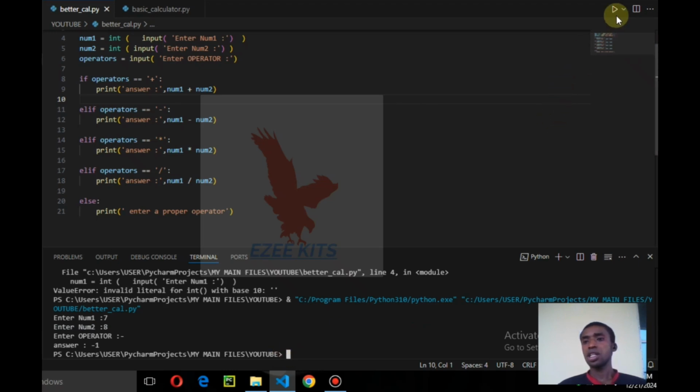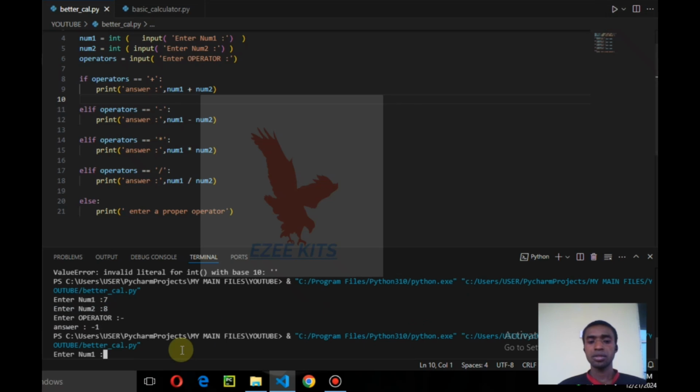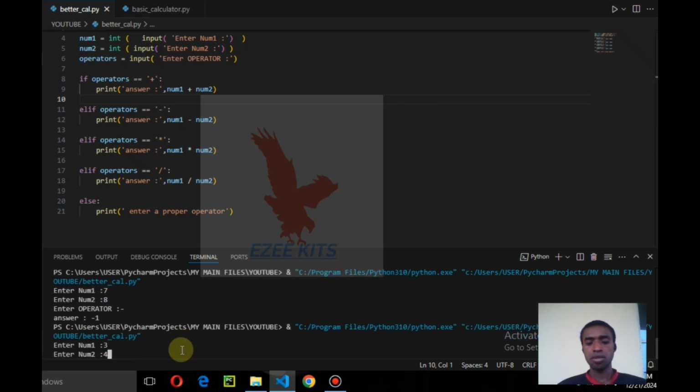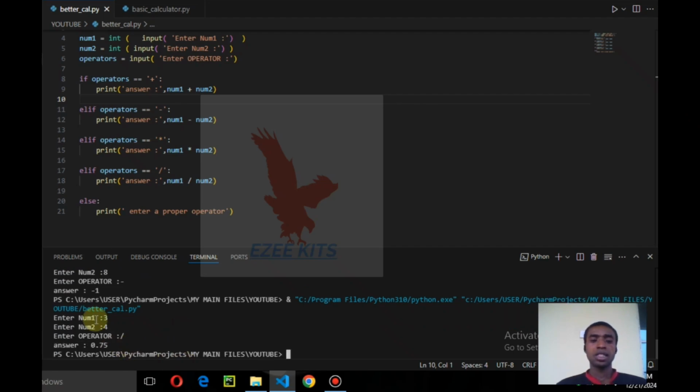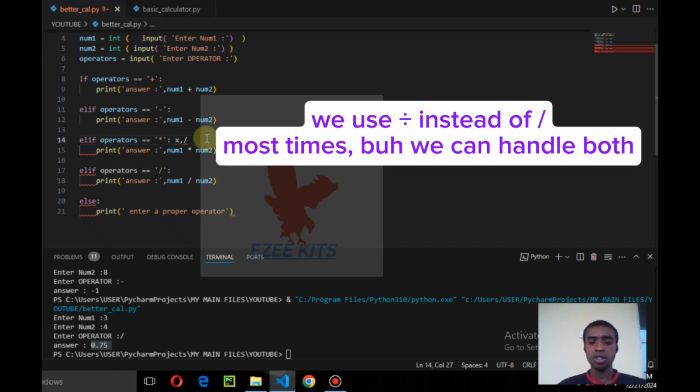Let's run it again and try division. Let's say 3, 4, okay, and 3 divided by 4 should give us 0.75. We know that some of us are not used to this sign, like this asterisk. We tend to use the X sign. Some of us might not be used to this division sign.